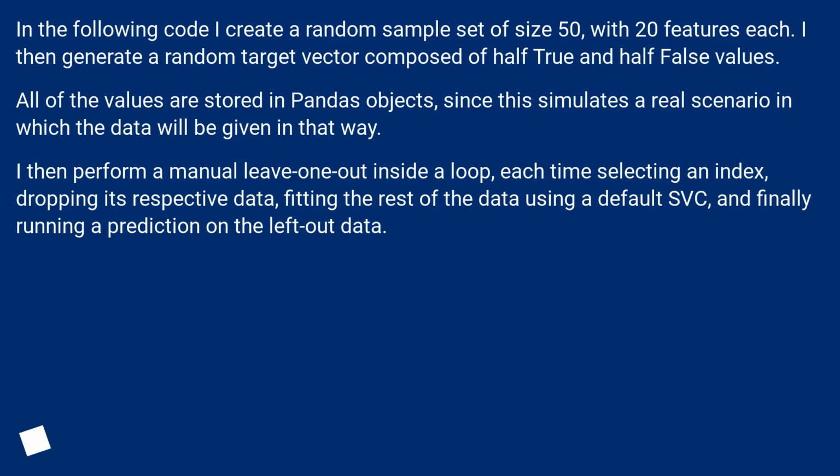All of the values are stored in pandas objects, since this simulates a real scenario in which the data will be given in that way. I then perform a manual leave one out inside a loop, each time selecting an index, dropping its respective data, fitting the rest of the data using a default SVC, and finally running a prediction on the left out data.